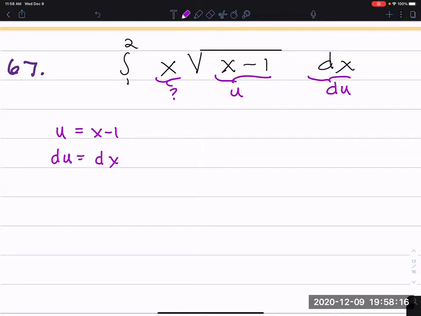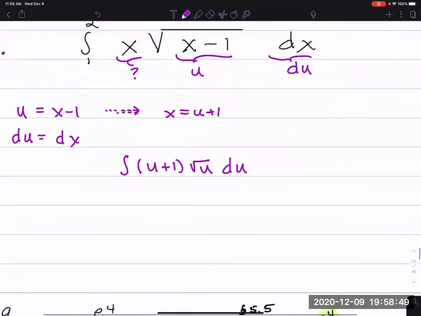What you do here is you go along and if you say, well, look, if u is equal to x minus 1, that implies x equals u plus 1. So it's done just a little bit differently than we've seen before. So I'm going to have the integral of what? Okay, I replace x by u plus 1. And I replace square root of x minus 1 as square root of u du.